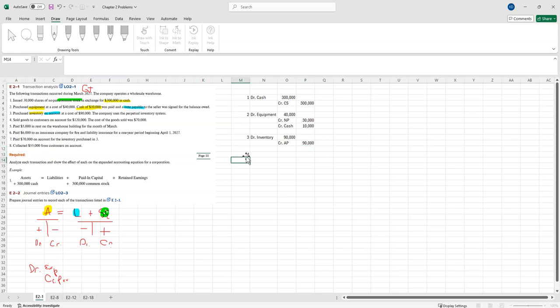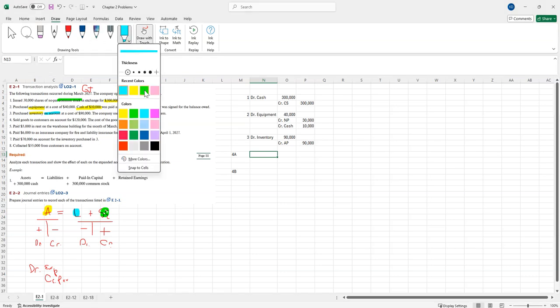How about 4? We sold goods to customers on account for 120. The goods cost 70. So remember we said in the PowerPoint lecture, if you sell stuff, it requires 2 journal entries. So I'll do 4A and 4B. The first one is going to be to record essentially the sale based off what we sold it for. And the second one is going to be to record the cost of goods sold based on what that inventory cost us.